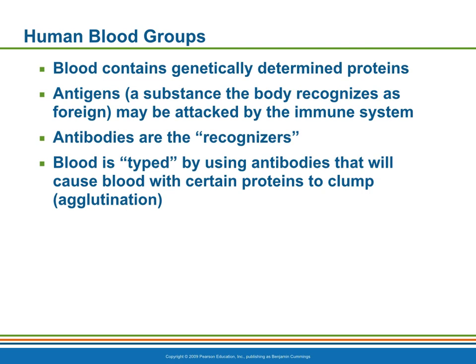Now, binding of the antibodies causes the foreign red blood cells to clump, a phenomenon called agglutination, which leads to the clogging of small blood vessels throughout the body. This is something we do not want to happen.